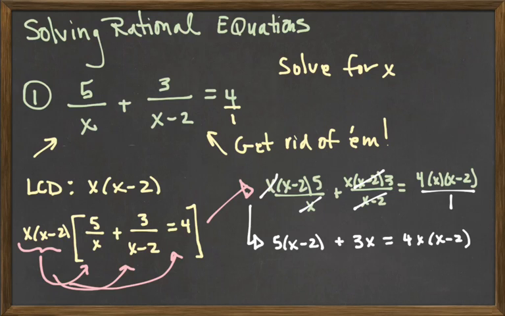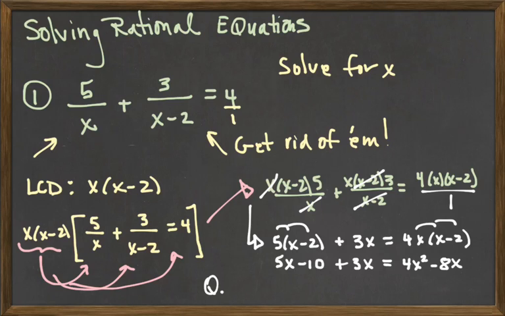Let's first simplify both sides. So now I'm going to distribute the 5. And that gives me 5x minus 10 plus 3x equals, now distribute the 4x, squared minus 8x. At this point I say, I have a quadratic equation. And I know how to deal with quadratic equations. Most always my first step is to get it into standard form. That is, get everything on one side and write in descending order.